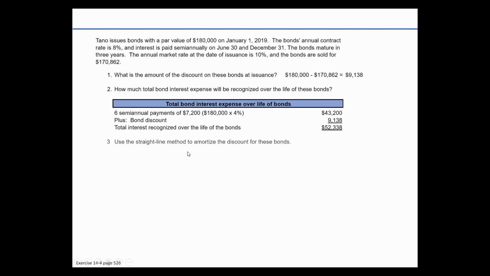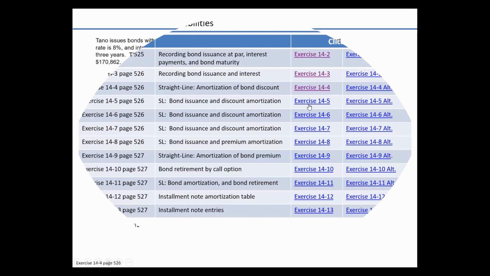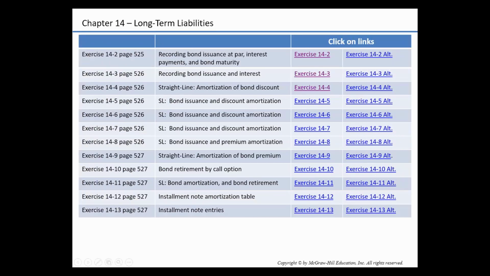And then so we'll use the straight line to amortize. See that we have, these are the periods of when the payments would be due. And so you'll see here that as time goes on, the amount of the discount will decrease each time, and you'll add that to the carrying value, because you just take the total amount of the discount, which is 9,138, divided by the 6 payments. You know it will be 1,523 per period.